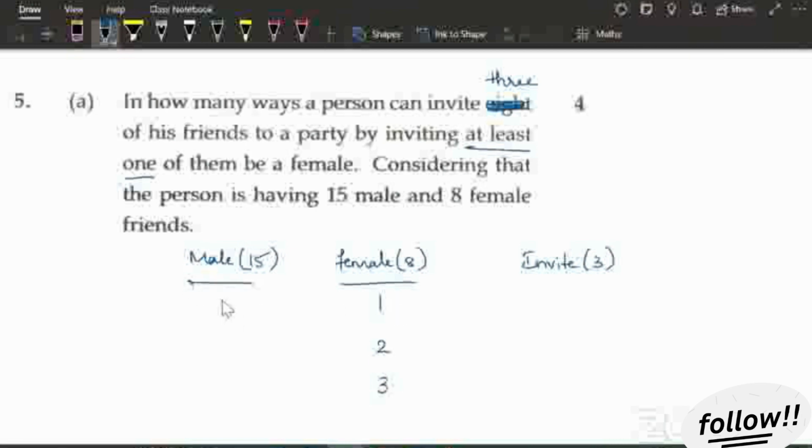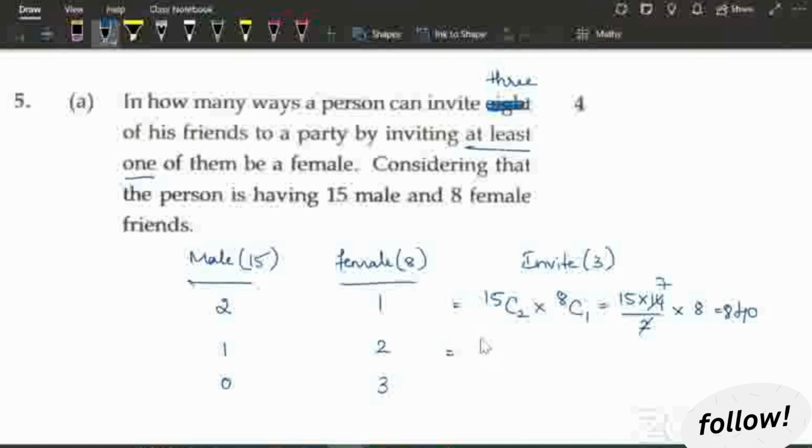If you have 1 female, then you need to have 2 men. If you are inviting 2 female friends, then he will need 1 male friend, and 3 female friends means 0 male friends. So this is 15C2 into 8C1. Out of 15 men, you are inviting 2. Out of 8 women, you are inviting 1. So 15C2 is 15 into 14 divided by 2, into 8. This is 105 into 8, which is 840.